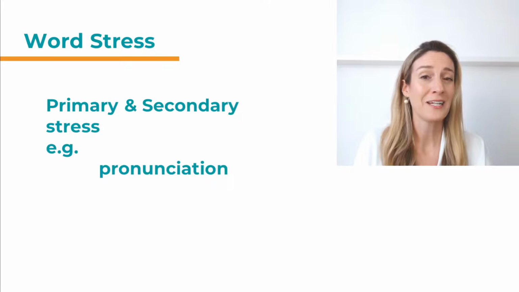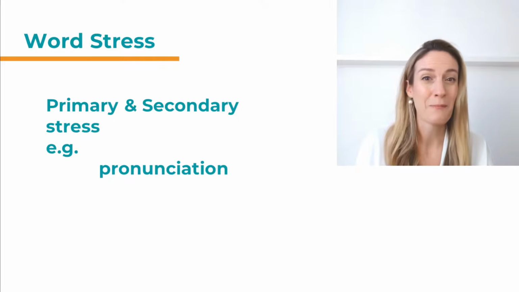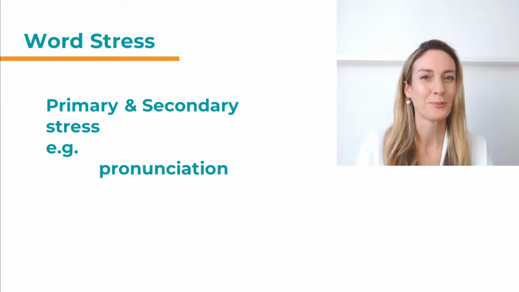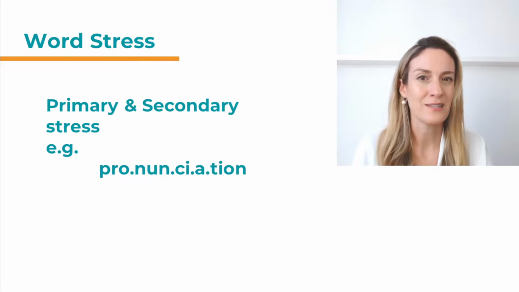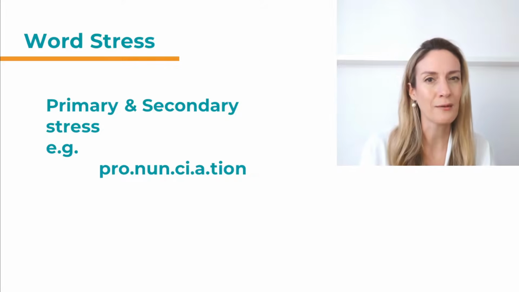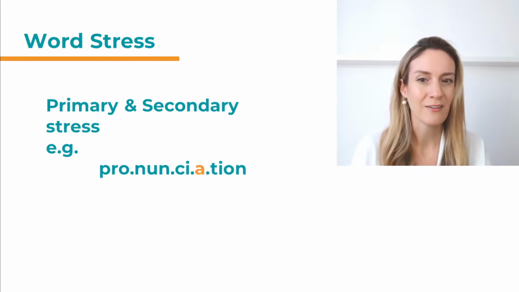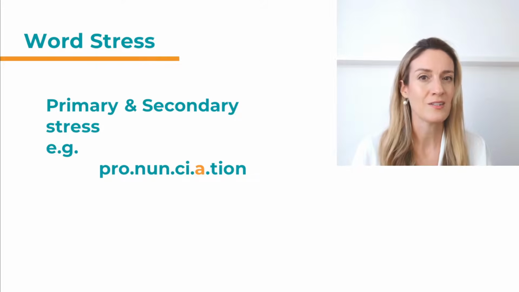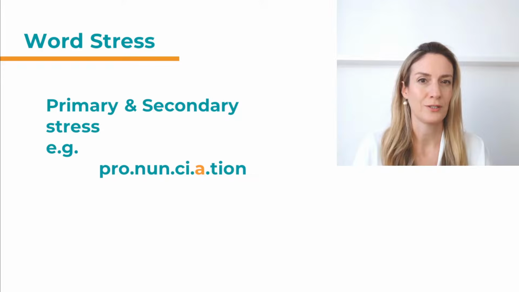So for that, we need a longer word with more syllables, an example, and we're going to use the word pronunciation. It has a lot of syllables. Pronunciation, 5 in total. And within those 5 syllables, we have primary and secondary stress. Let's have a look at that. First of all, pronunciation. The main stress is on A. This is the 4th syllable.